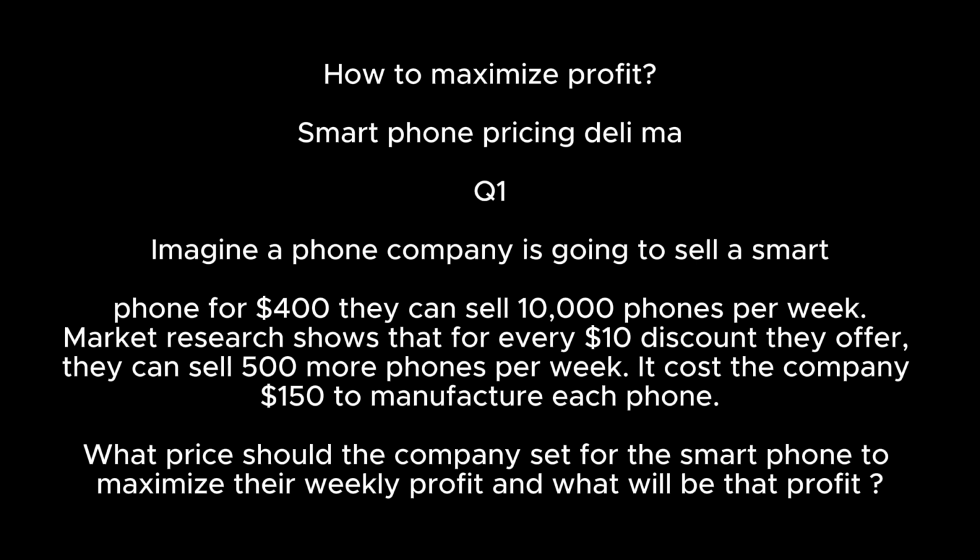That is the question. For this we are going to take a variable x. What is x? Let x be the number of $10 discounts the company gives. So first we take 400 minus $10, that is 390. x is a variable, we can find it out. So we are going to start.